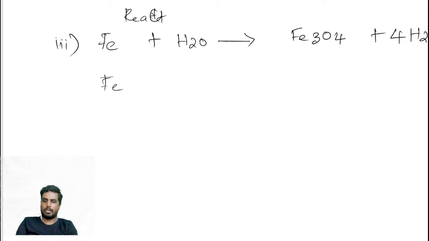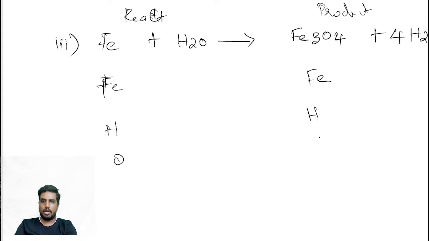This is product side. So one is reactant and another one is product. So take this reactant molecules, write it down: Fe, H, O. Again in reactant and product side, Fe, H and O. So how many Fe is there? Only 1. How many H is there? In reactant side it is 2. How many oxygen is there? Only 1. Right?